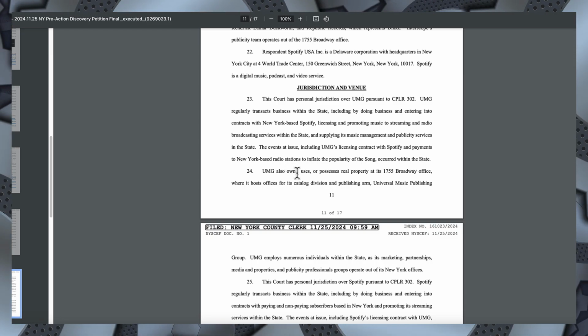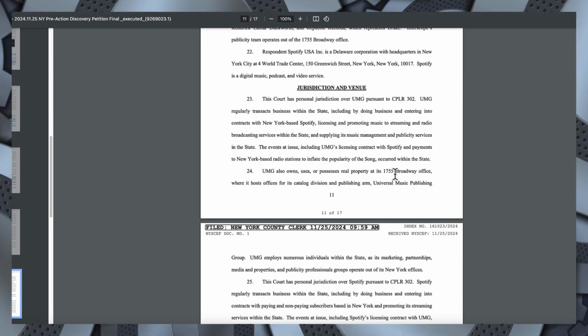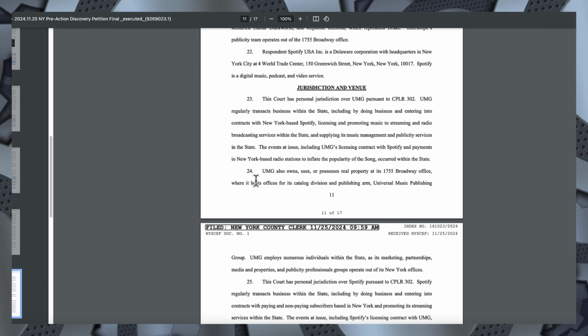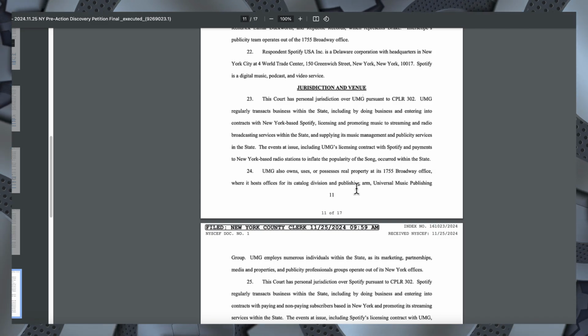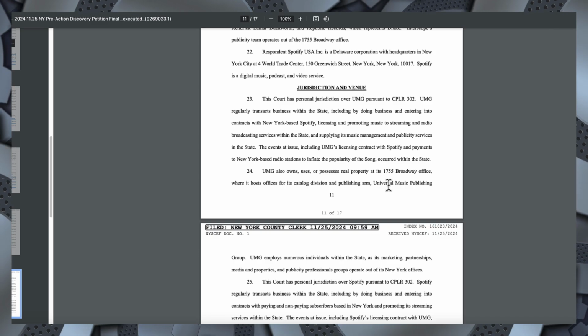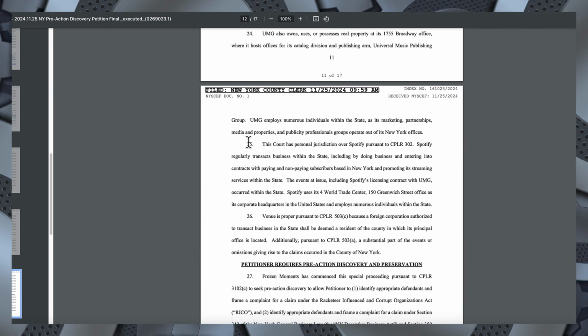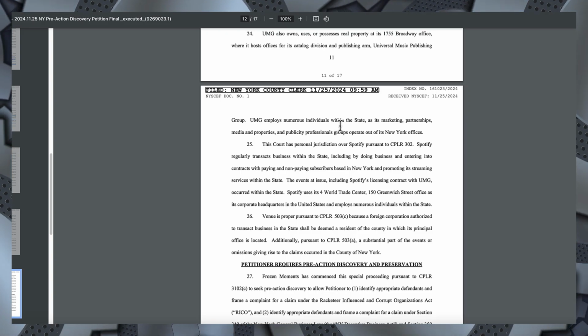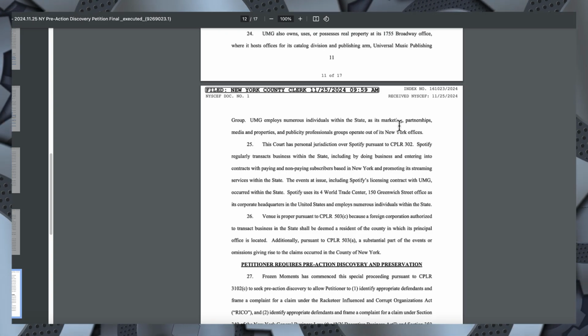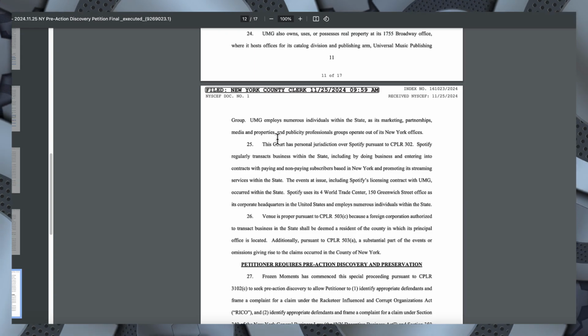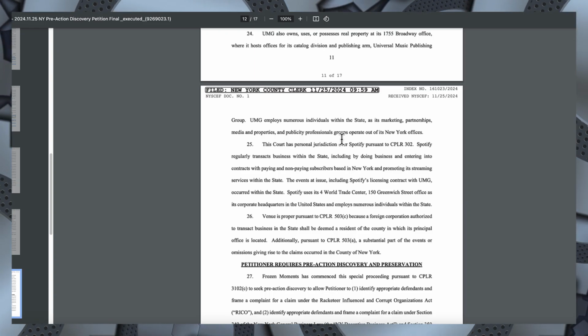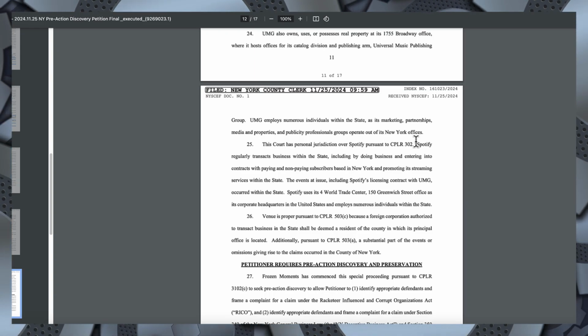UMG also owns, uses, or possesses real property at the Broadway office, where it hosts offices for its catalog division and publishing arm, Universal Music Publishing Group. UMG employs numerous individuals within the state as its marketing partnerships, media and properties, and publicity professionals groups operate out of its New York offices.